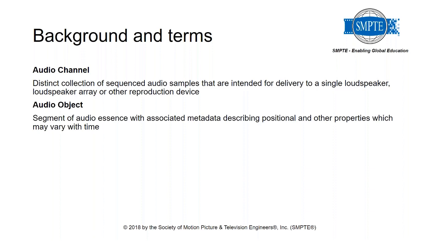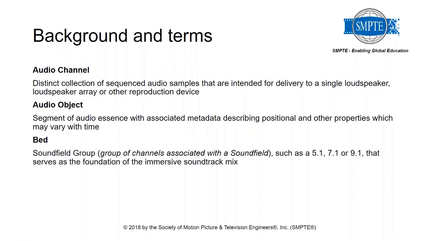An audio object, by contrast, is a segment of audio essence with associated metadata describing positional and other properties which may vary with time. And so I like to think of audio objects as channels being routed, objects being rendered. So it's up to a rendering device to figure out what speakers or groups of speakers to send it to.